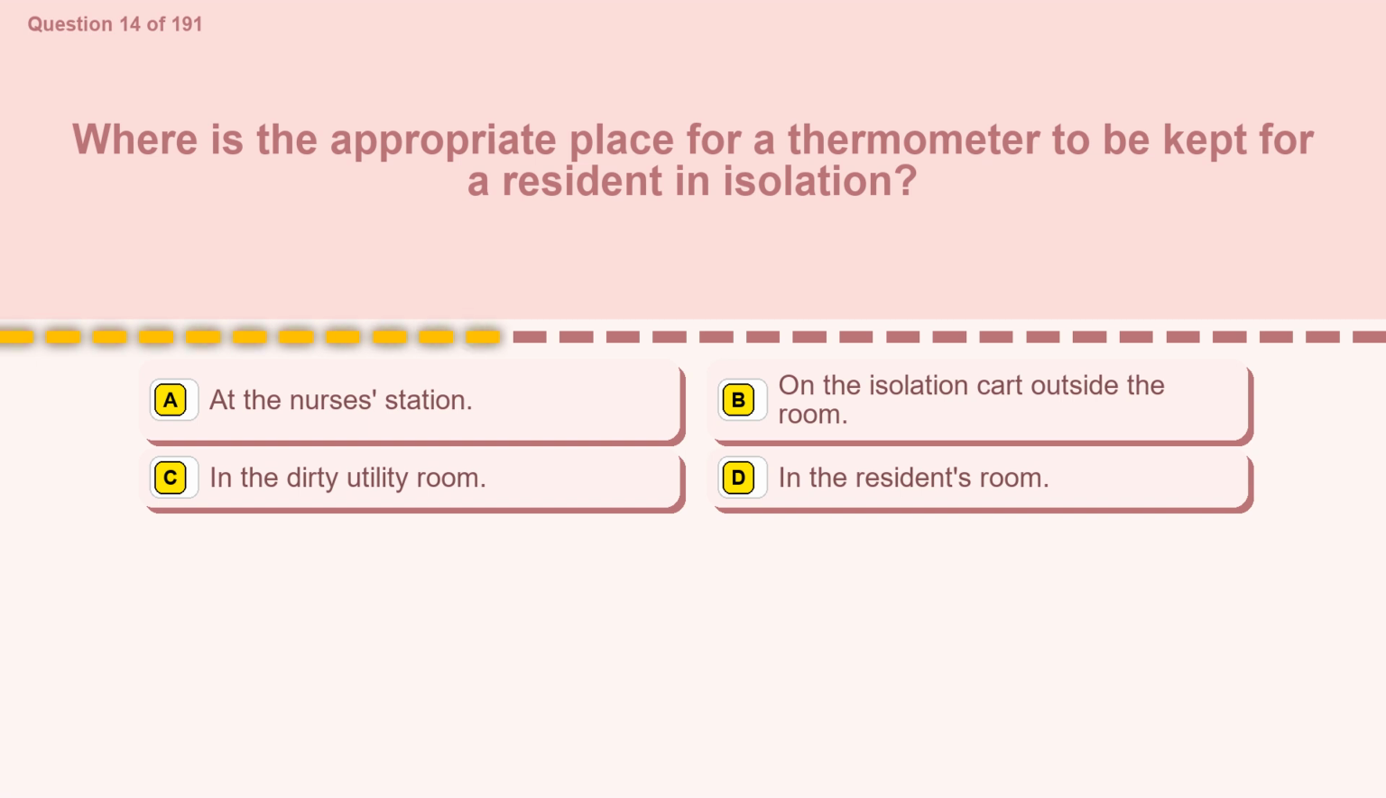Option A, at the nurse's station. Option B, on the isolation cart outside the room. Option C, in the dirty utility room. Option D, in the resident's room.